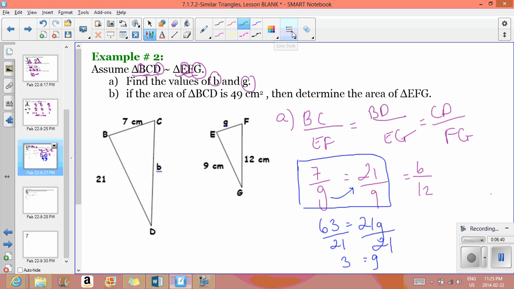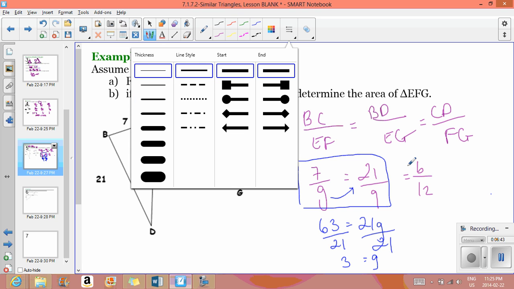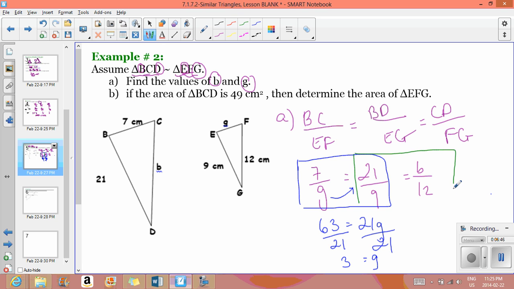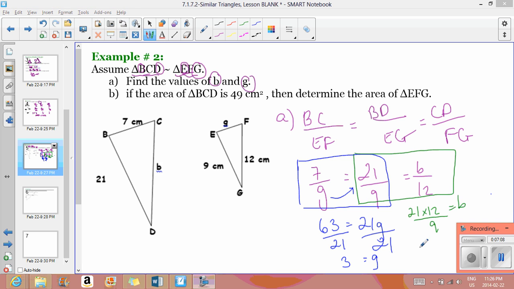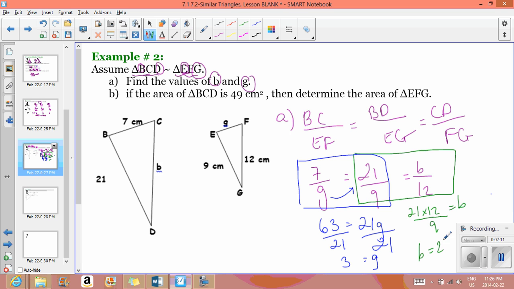So just let me switch colors here. And so now we have to solve for B. Now I'm going to look at these ones. Notice that every time I picked two, I picked the one that didn't have a letter, and I picked the one that did have a letter. And so if we're solving this, again, we're going to take this divided by 12 to the other side, and that will get the B by itself. We're going to have 21 times 12 over 9 equals B. And so for this one, B equals 28. And so we were able to solve, and again, we should have units on each of these.